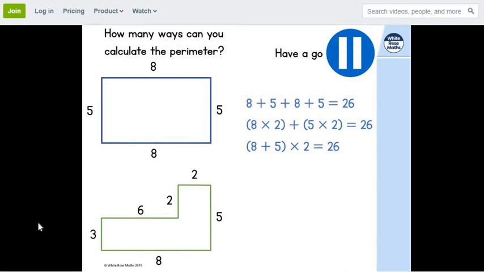So, have a go at the green shape. Pause the video, calculate the perimeter of that one. How did you get on? Did you find anything out? Well, one way you could have done it is just add up all the lengths, which would have given you 26 as well. That's interesting.